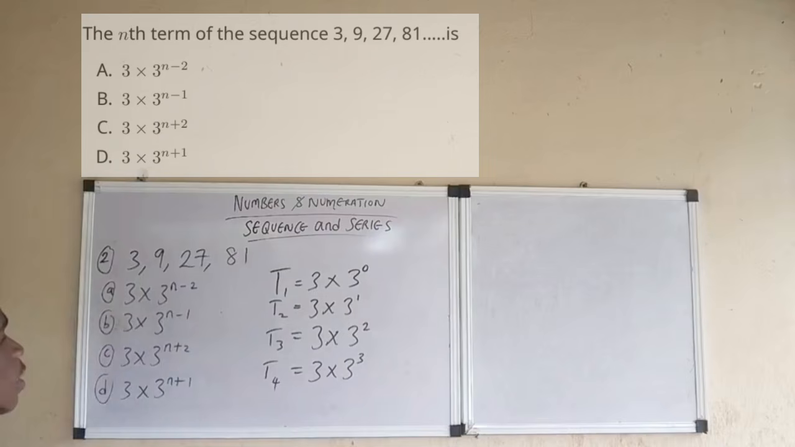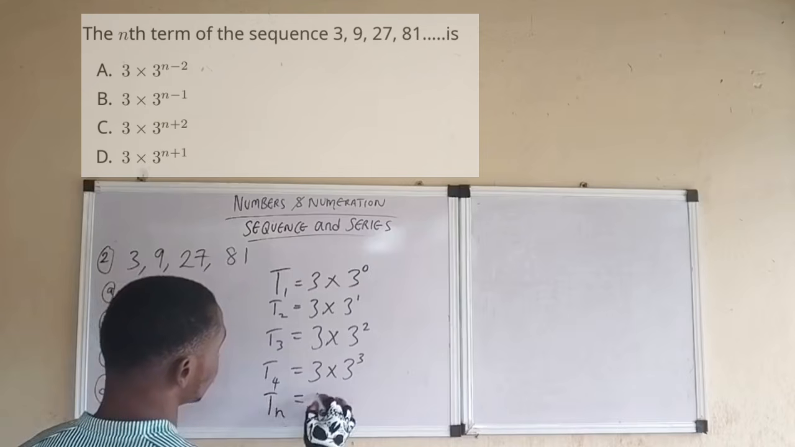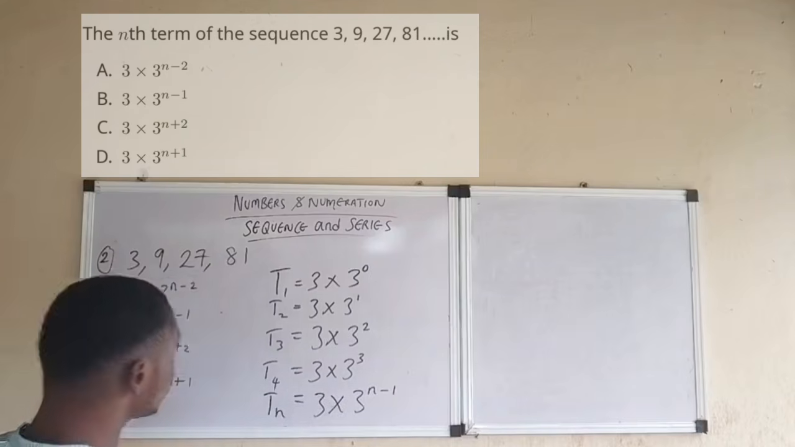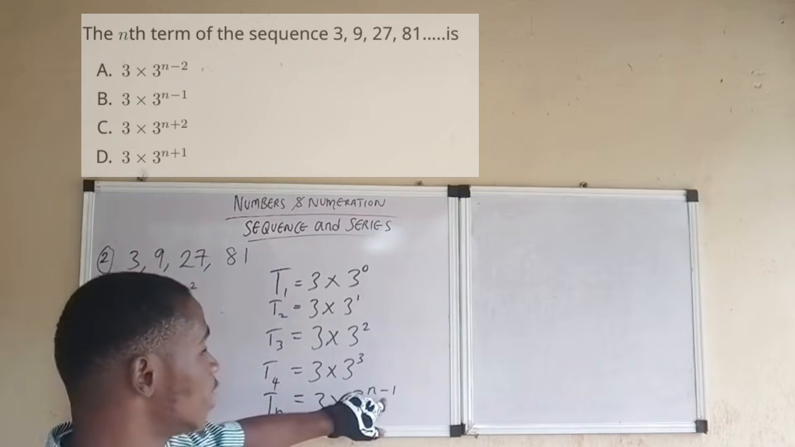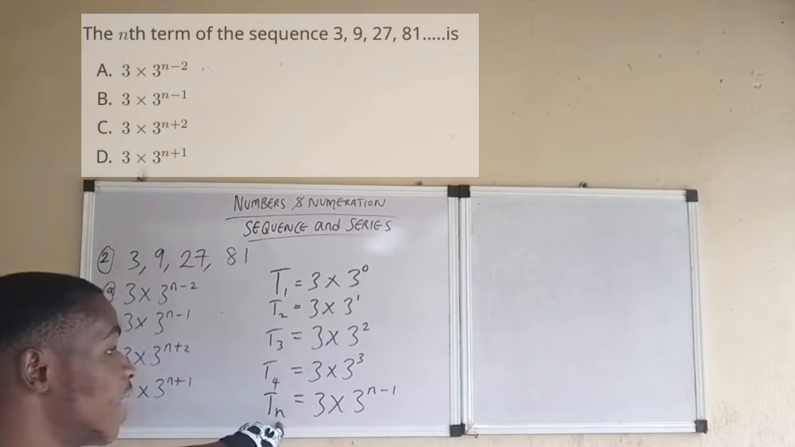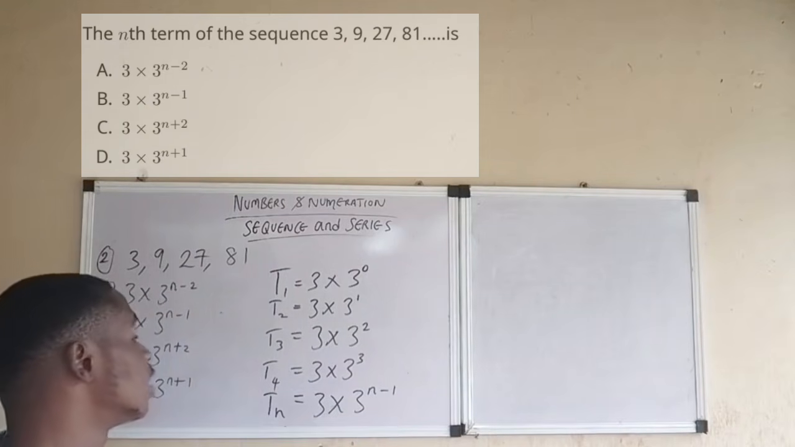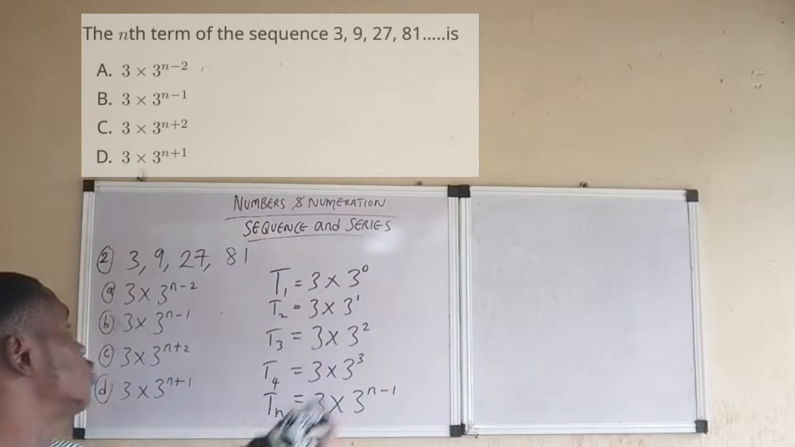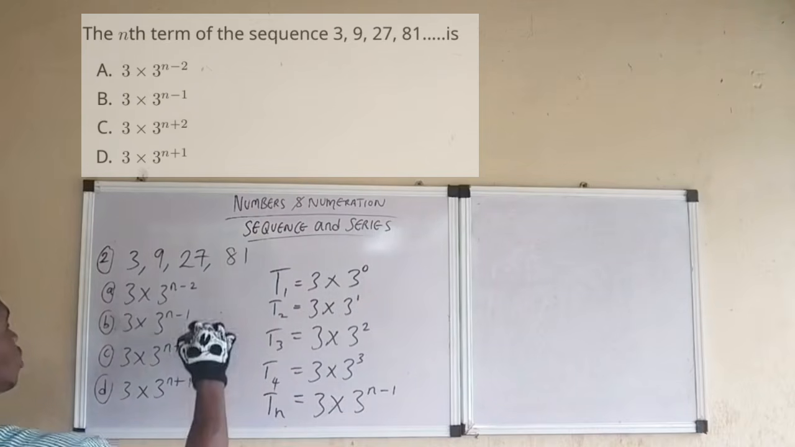So it means that the correct answer for the nth term will be Tn equals 3 times 3 raised to power n minus 1. So if I want to find T5, it will be what? 3 times 3 raised to power n minus 1, that's 4, because n here will be 5. Then 5 minus 1, that's 4. So that's what will allow me to get the next number. If I want to find T6, it will be 3 times 3 raised to power 6 minus 1, that's 3 raised to power 5. So the correct answer is option B. Do you understand? So the correct answer to get such a sequence is option B.